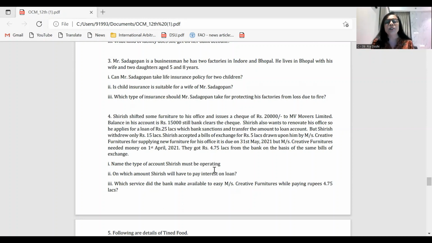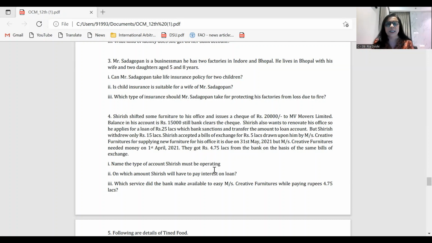So extra practice for you, dear students, from the Maharashtra State Board. Third one, Mr. Sadagopan is a businessman. He has 2 factories in 2 different locations. He lives in Bhopal and his wife and 2 daughters are of this age. Mr. Sadagopan takes life insurance policy. Can he take a life insurance policy? See the question, can the father take life insurance policy for his 2 children?